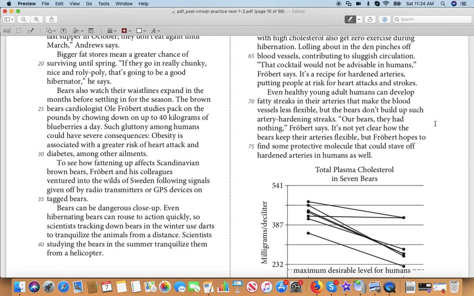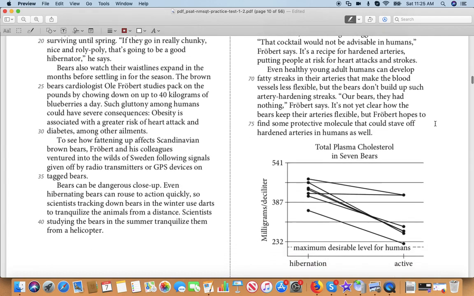What does that last sentence mean? Could stave off hardened arteries in humans as well. What does that mean, to stave off? Almost fight off. Yeah. Fend off. Yeah. Prevent. Fight off is perfect, right? Absolutely. Okay. Any questions about that? No. That's an easy read, right? Yeah. Very straightforward.